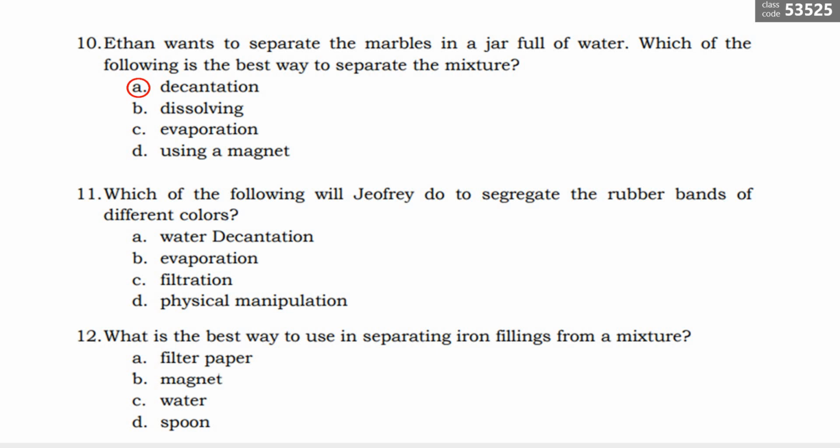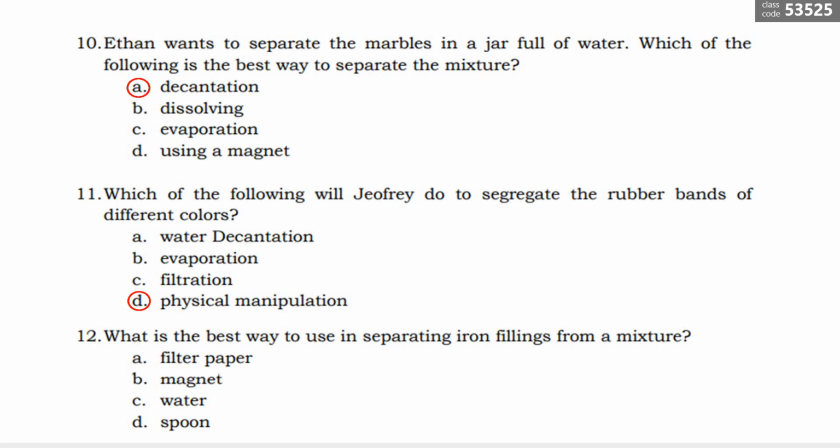Number 11. Which of the following will Geoffrey do to segregate the rubber bands of different colors? A. Water decantation. B. Evaporation. C. Filtration. D. Physical manipulation or picking. Okay, time is up. Let's reveal the answer. The correct answer is letter D. It's by picking or physical manipulation.